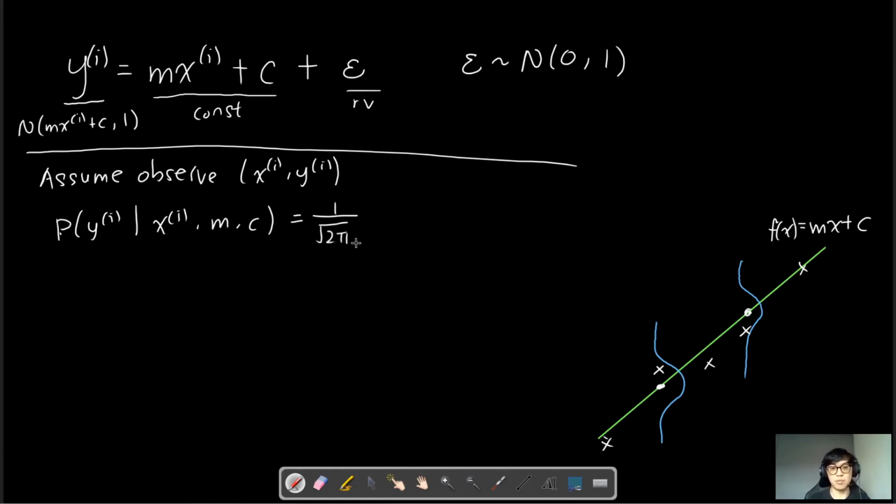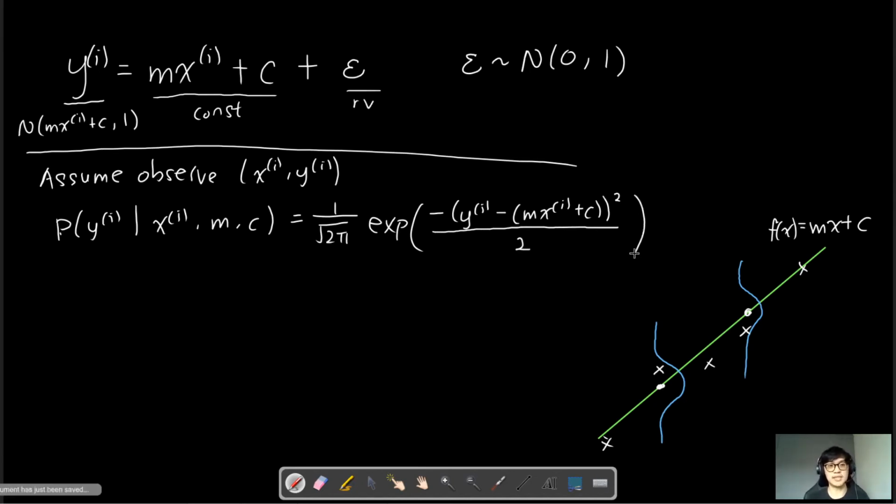This is 1 over square root of 2 pi, e to the power of negative (y superscript i minus the mean of this distribution, which is m x superscript i plus c) squared over 2 times the variance, which is 1, right? So this is essentially the probability that we see a particular data point. So if we were to see multiple data points, then we can just use the product rule of probability to multiply them together, right?